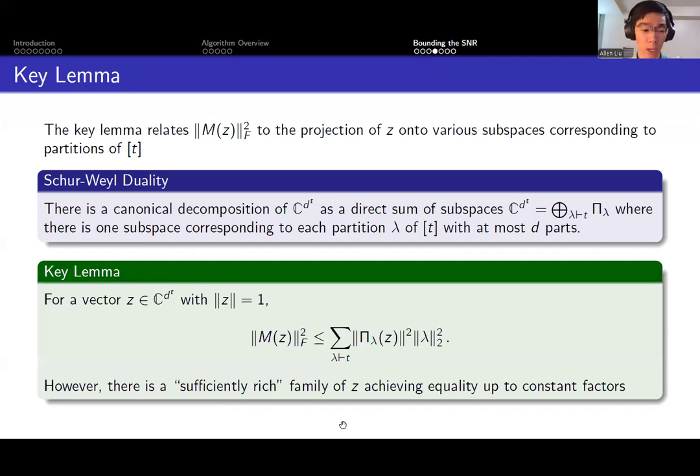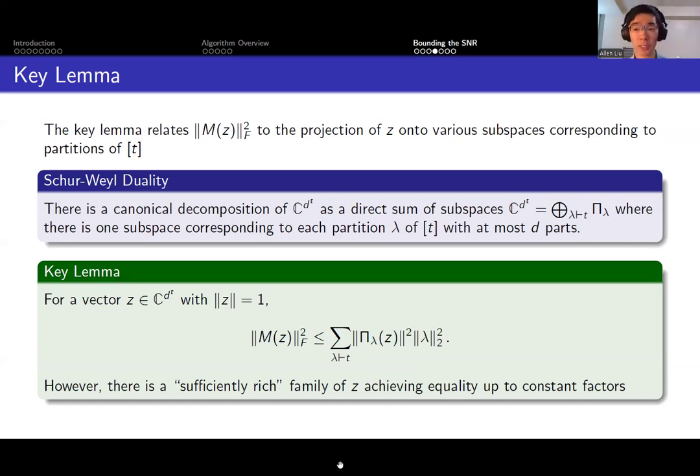And now our key lemma is as follows. For a vector Z in this D to the T dimensional space, the Frobenius norm of M of Z squared is at most this quantity on the right, which is just the average L2 norm of the partitions corresponding to the subspaces that Z lives in. So we have this average over the L2 norm of lambda, weighted by the projection of Z onto these different subspaces, pi sub lambda.